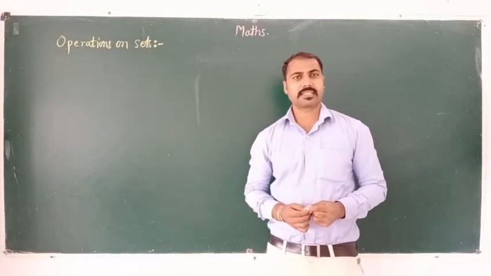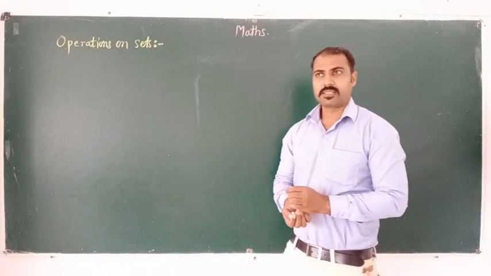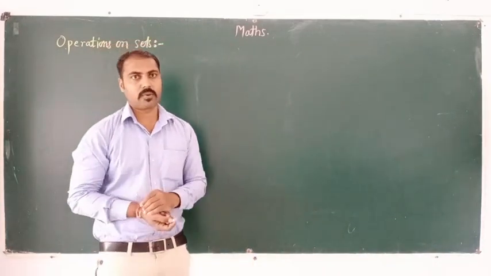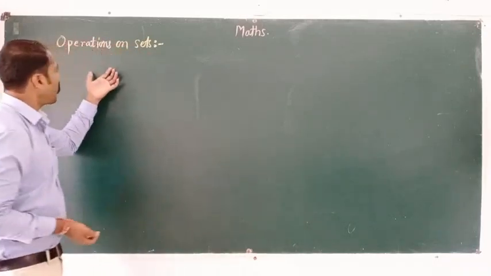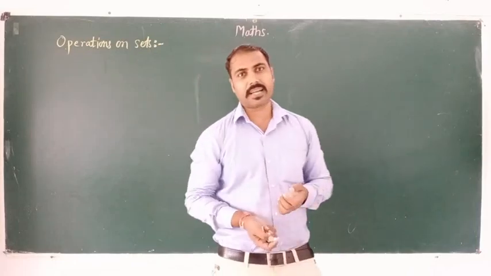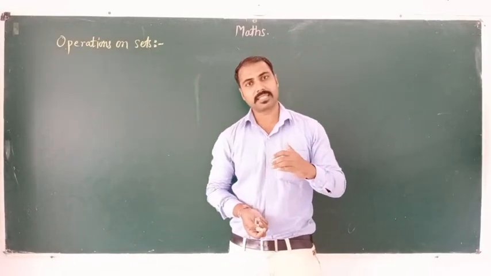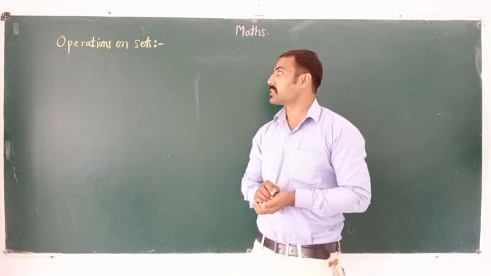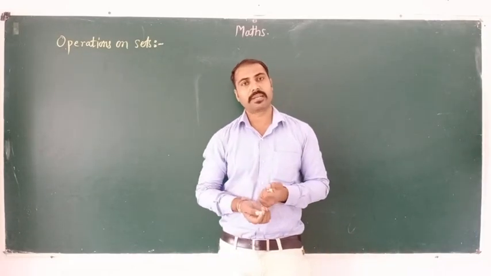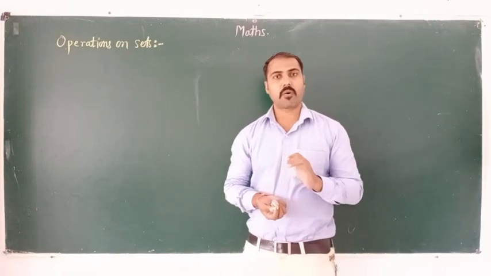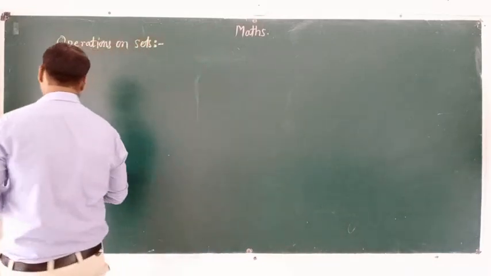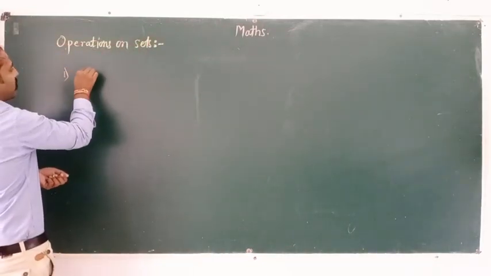During our last lecture, we studied some examples on sets. Today, we are going to discuss some operations on sets. We have already studied operations on sets in 9th standard, in the chapter Sets. Union, intersection, complement: these are called operations on sets. The first operation on sets is the complement of a set.